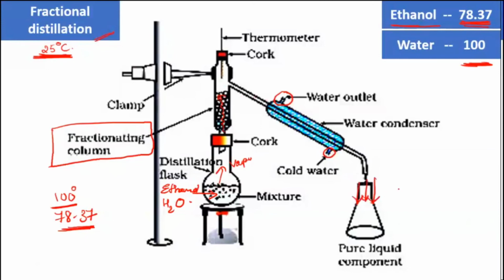Okay, and then the thermometer reading is also seen, because boiling happens at one constant temperature. Initially you will see the thermometer reading going up, but once the boiling point temperature of ethanol is reached, you will not find the thermometer going up. It will remain constant for a certain while. At that time you see the liquid coming out from the condenser tap continuously.